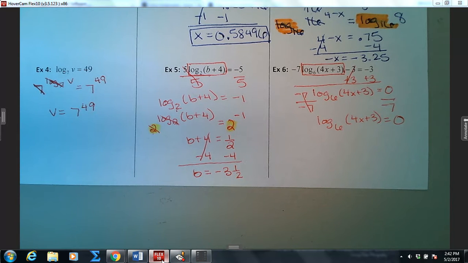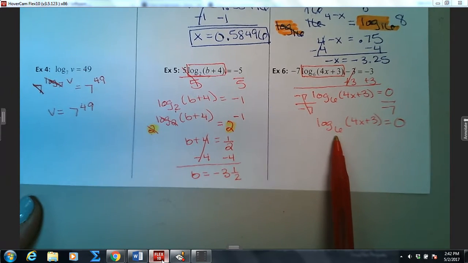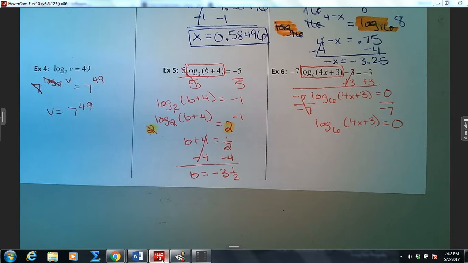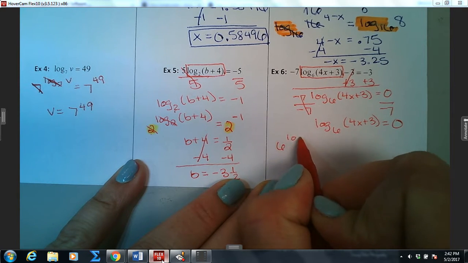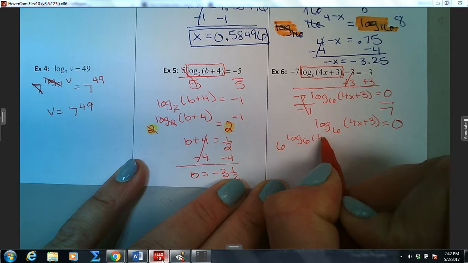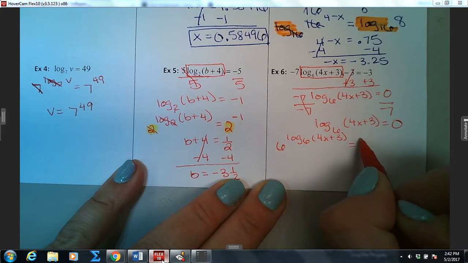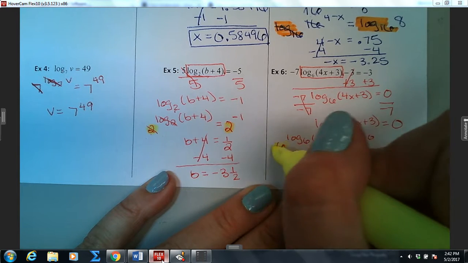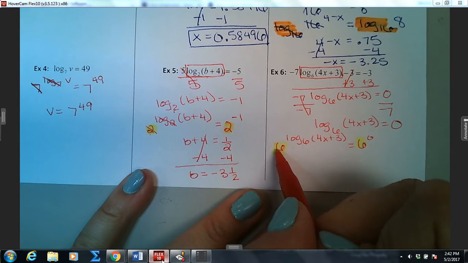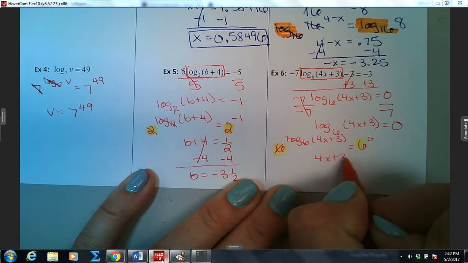Now I'm down to the part that's new for us. We need to get rid of a log base 6. In order to get rid of a log base 6, we need to raise it as an exponent because an exponent and a log will cancel each other out. So base 6 and a log base 6 will be inverses of each other. They'll cancel each other out. Whatever we do to one side, we have to do to the other side. So I have a base 6 on both sides of the equation now. This base 6 and the log base 6 cancel each other out, leaving me with 4x plus 3.